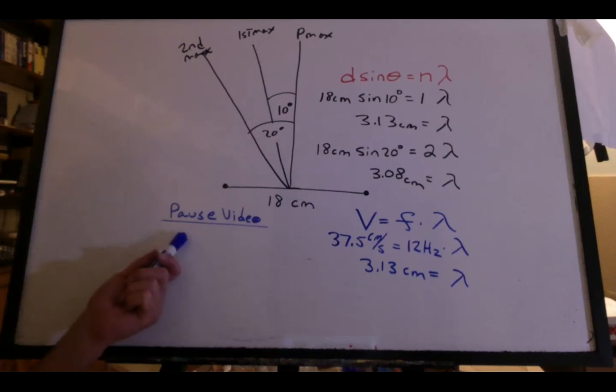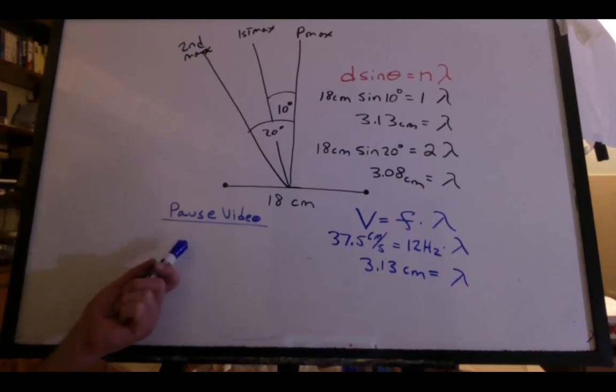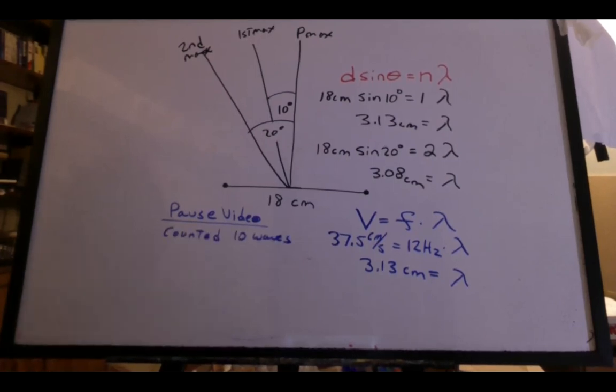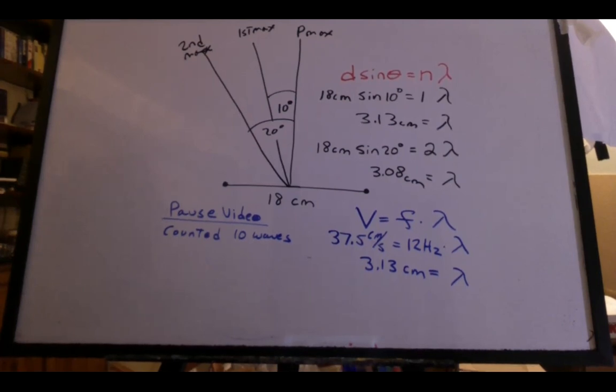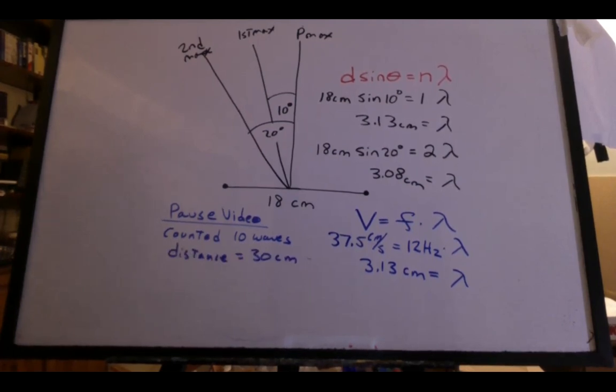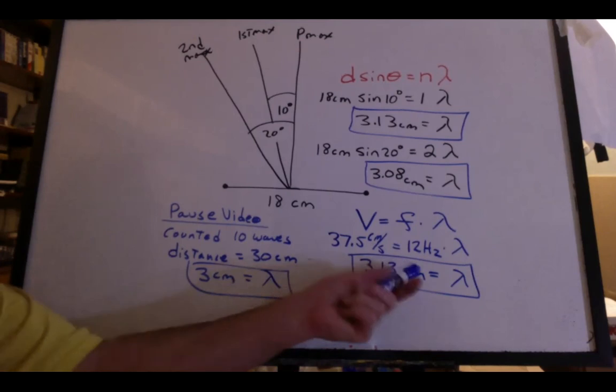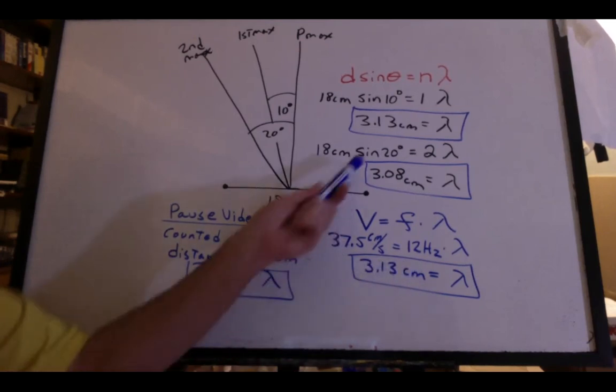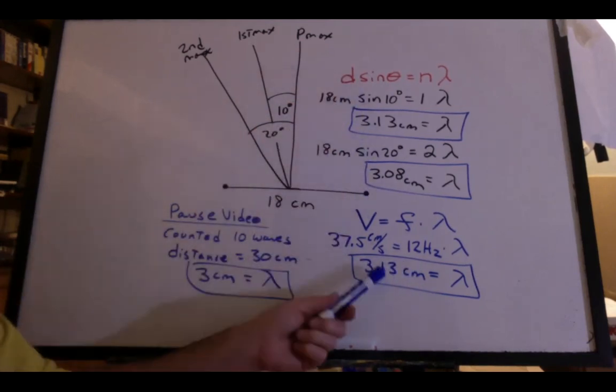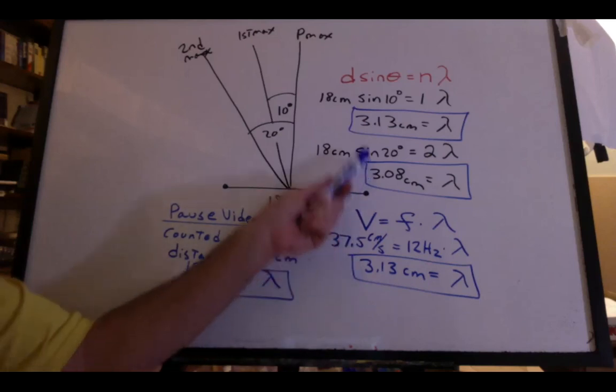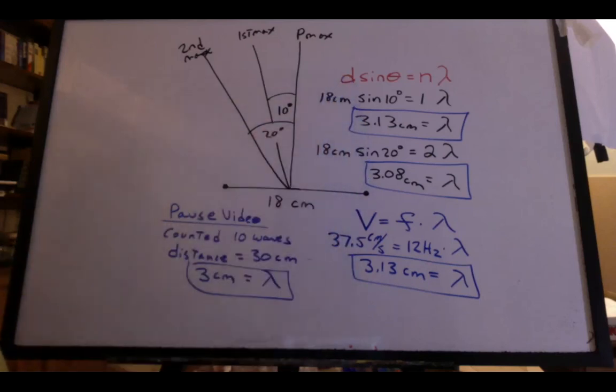And we even have one more way. We were able to pause the video and we counted 10 waves in a distance of 30 centimeters marked along the meter stick. And that gave a wavelength of 3 centimeters. So both of these measurements check out with the formula for the interference pattern.